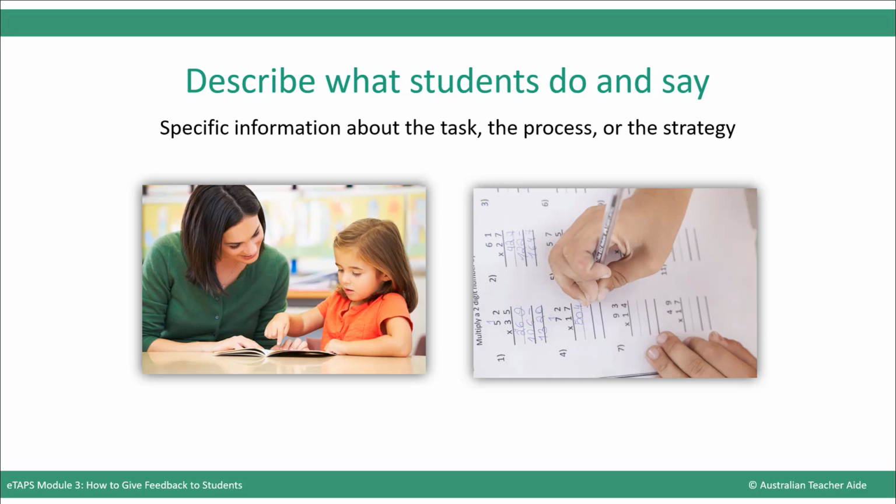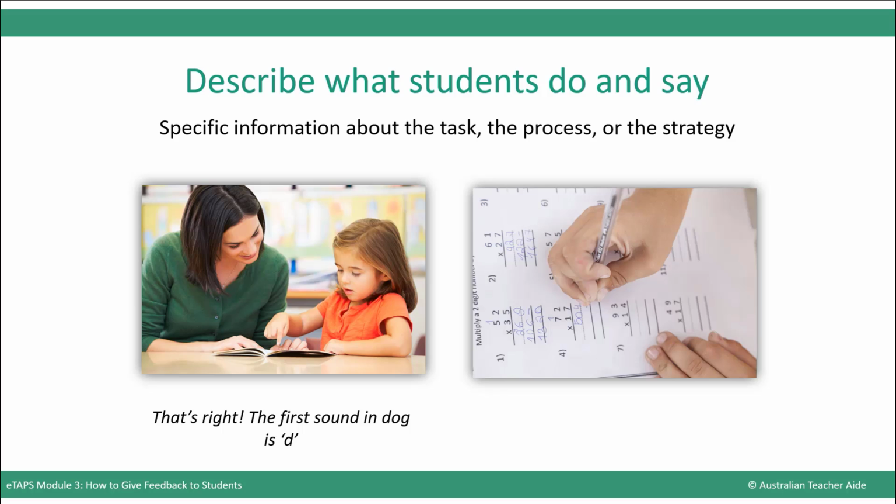For example, a young student is learning the letter names and sounds. You've asked them to point to the animal that begins with the sound D, and you observe the student as they point to the picture of a dog. Your feedback should describe what the student is doing correctly, such as, "That's right, you pointed to the dog. The first sound in dog is D."